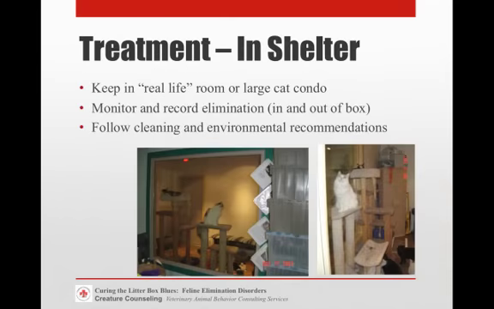If that's not an option in the shelter environment, what we try to do is create a real-life situation. It's kind of hard to see this, but this is what we considered the real room in one of the enclosures that we had previously, or a large condo or something like that, trying to replicate that environment as much as possible. Then we just monitor for inappropriate elimination. The hardest part in these situations is that you may have multiple cats, so you don't know specifically where it's coming from, and you have to adjust for that as well. Then the same environmental and cleaning recommendations.